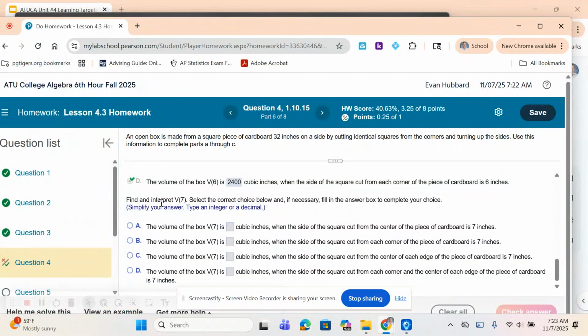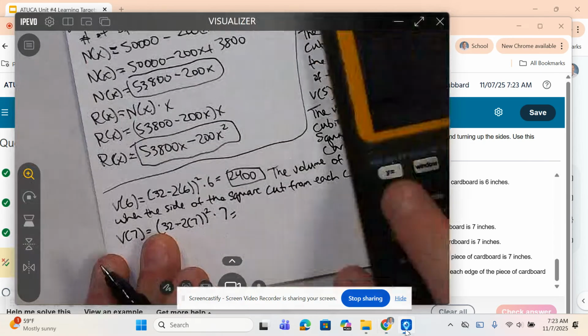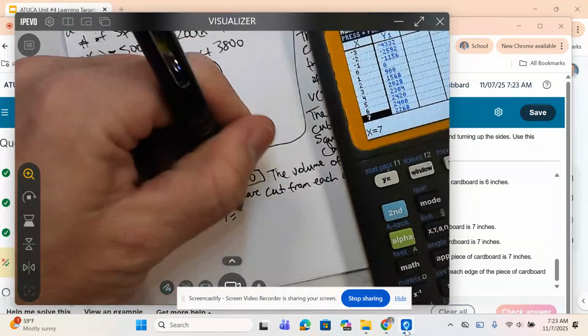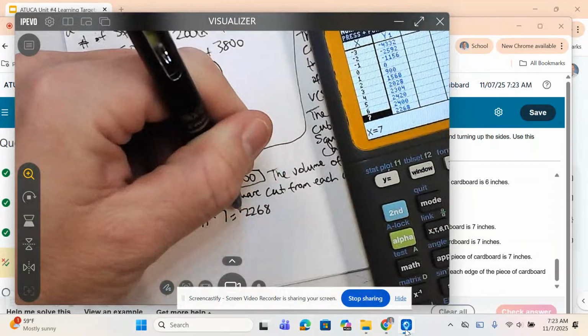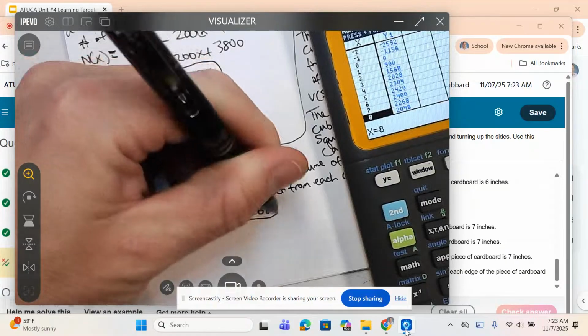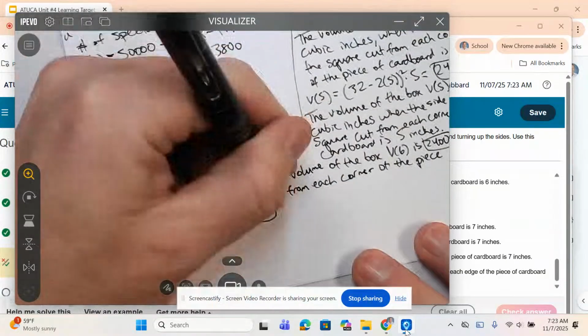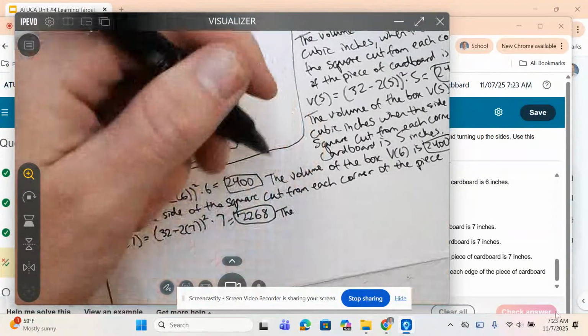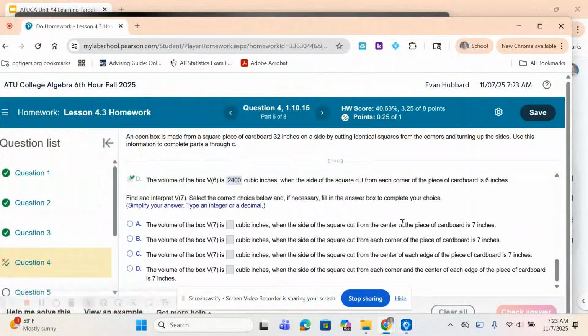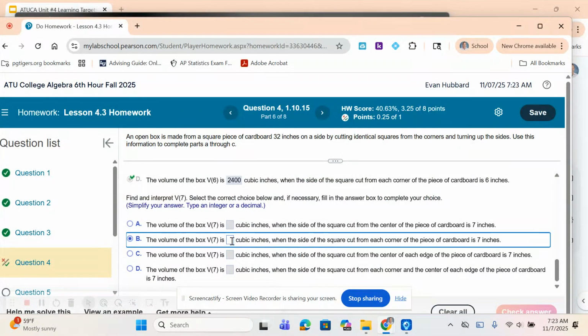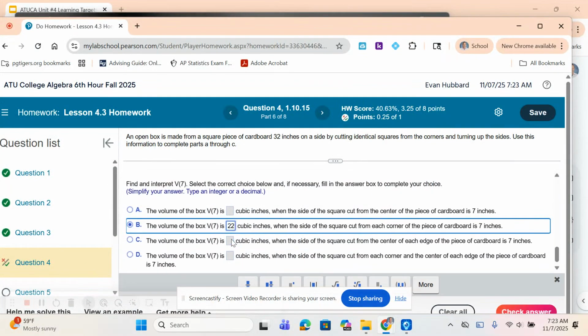So now V of 7. So now we're going to plug in 7 into the equation. So we plug in 7, and we get 32 minus 2 times 7, so it'd be 2,268. Now we start to see a decline here. So the volume would be, when the square cut from each corner, okay, so that'd be 2,268. As I said, starting to see a decline.